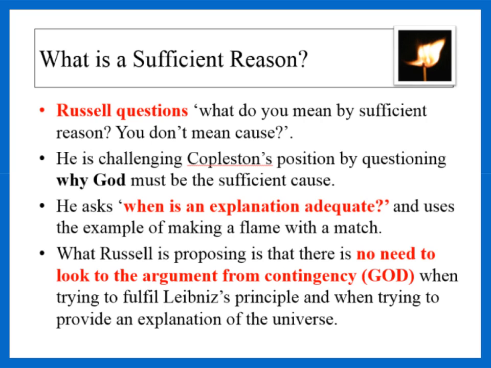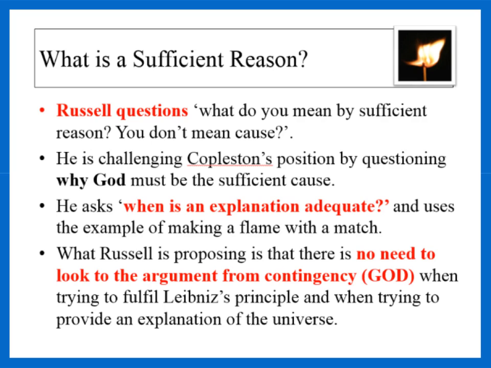The third criticism that Russell raises is he questions Copleston's use of the idea of sufficient reason. So first of all he starts, Copleston, what do you mean by sufficient reason? You don't mean cause, do you? And Copleston says, no, I don't. I don't mean cause, I mean a sufficient reason. And then Russell says, so what is a sufficient reason?